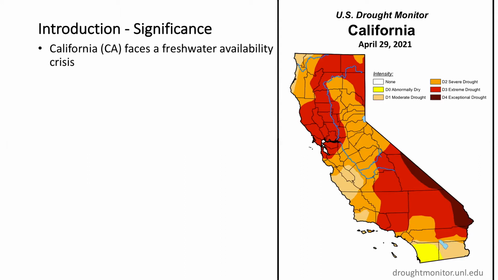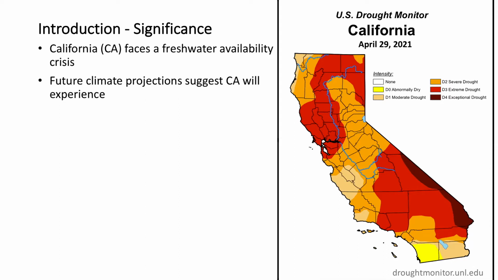Water resources are of high importance to the state of California. However, California faces a freshwater availability crisis. In the figure on the right, the most recent U.S. Drought Monitor Index indicates that the majority of California is experiencing drought conditions right now.